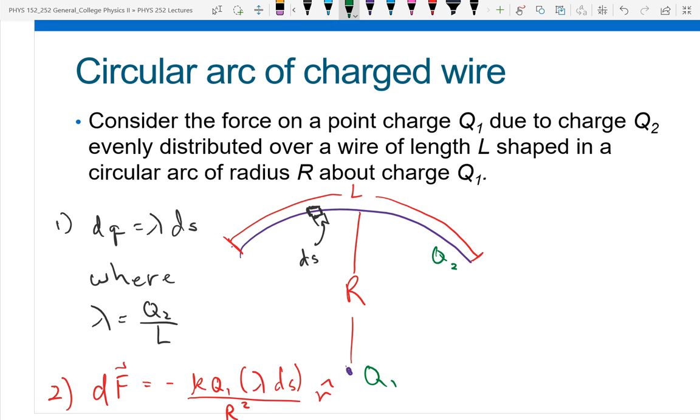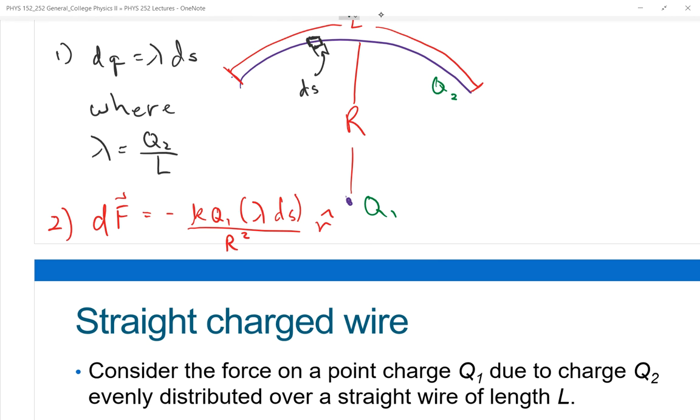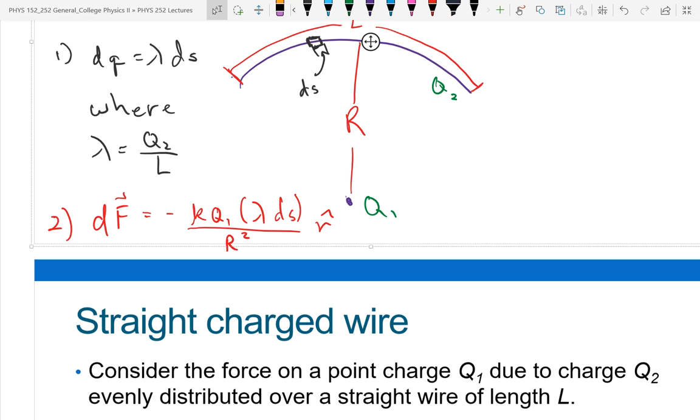Directly away. So it's, oh man, my hand just keeps moving stuff. New color. It's going to be light blue, apparently. So there's the direction of DF. It's almost the same direction. That's better. So there's my direction of DF.